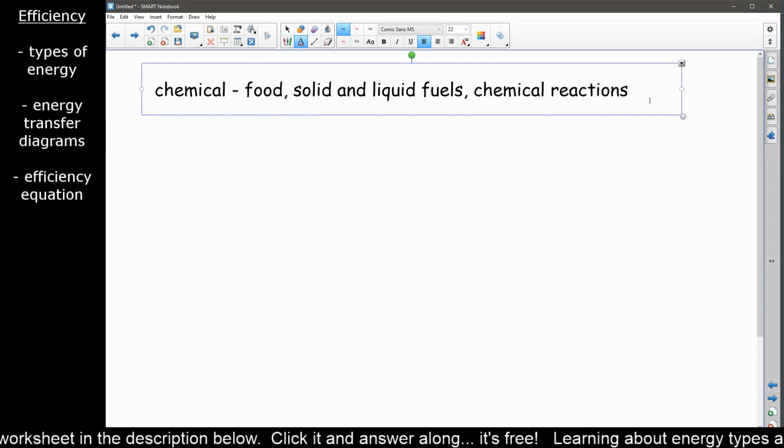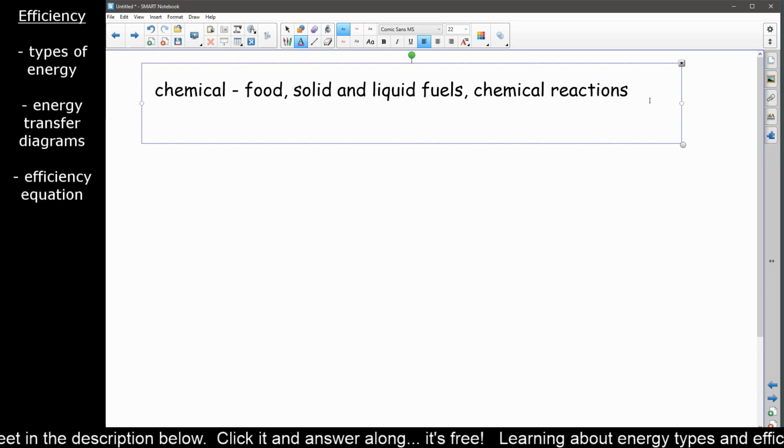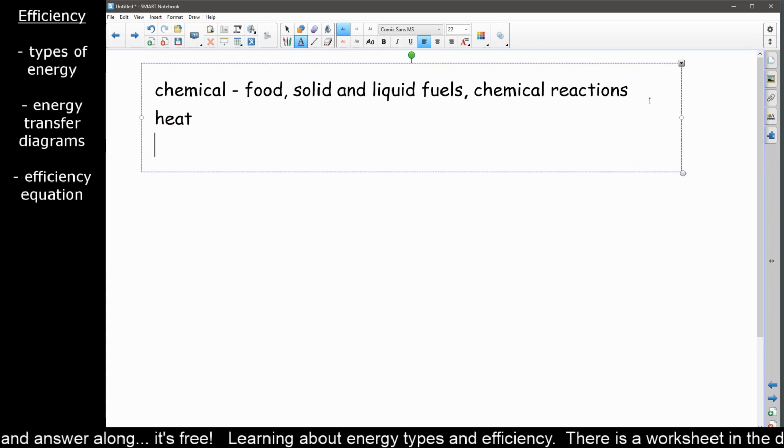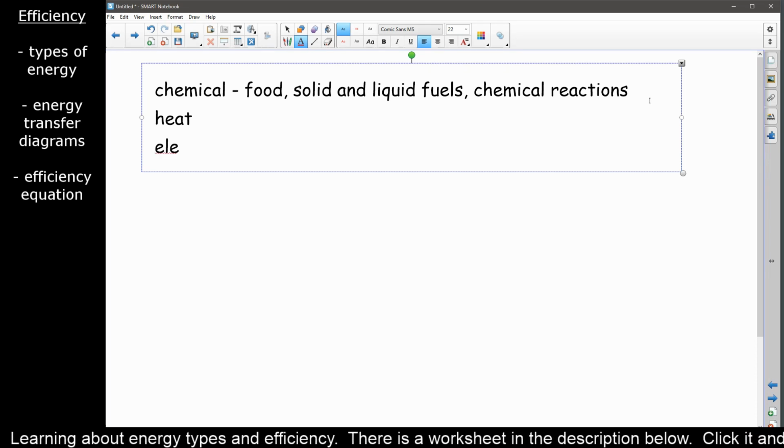Okay, so if we're talking about chemical energy, this is what we're talking about. Broadly speaking, it's not much use to us. It tends to be stored inside stuff, and then we release it as other forms. Other forms of energy are heat. Right, that's the stuff that you get from fires, from radiators. Okay, you go out on a sunny day. What's that lovely feeling you get? That's heat.